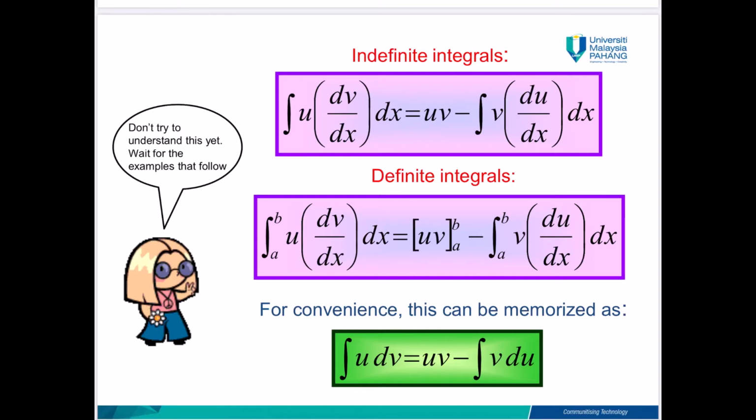If you can see in the green box here, the formula is the integration of u dv equals uv minus the integration of v du. This means there's a product of two different functions, so you have to choose one function to be u, which will be differentiated, and another function to be dv, which we will then integrate.